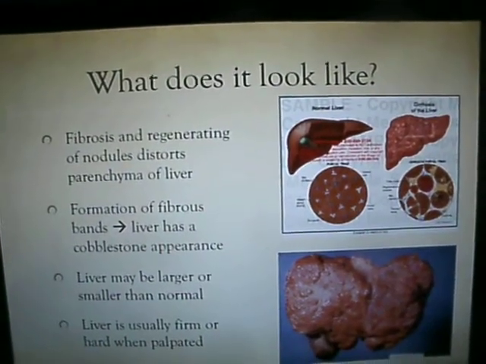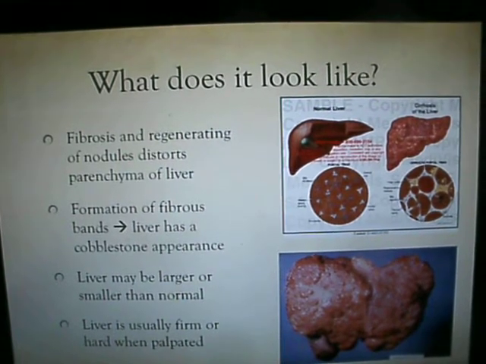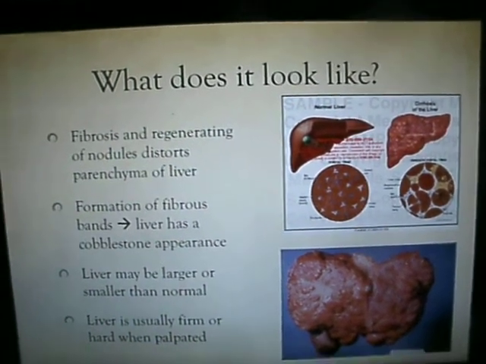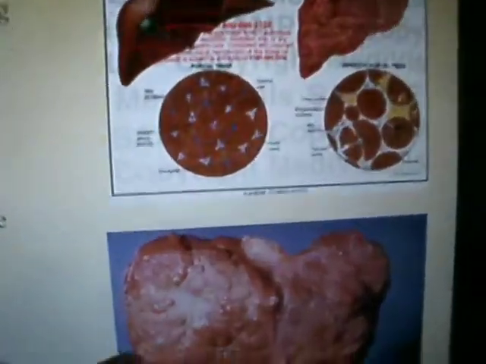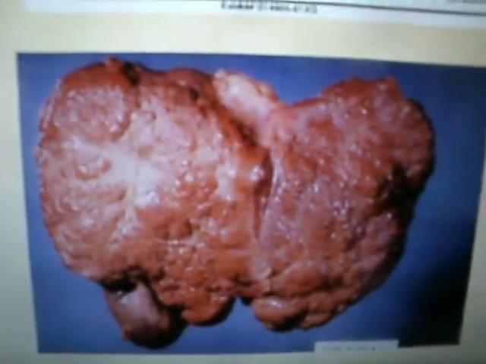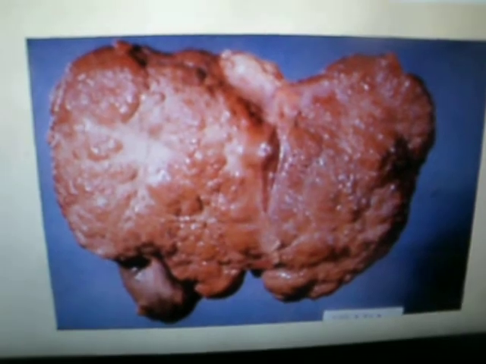What does it look like? Basically, the parenchyma of the liver becomes distorted, and the liver has a cobblestone-like appearance, as you can see. The liver may be larger or smaller than normal, and is usually firm or hard when it's palpated.